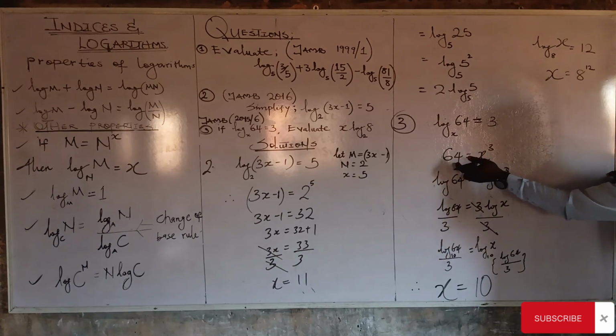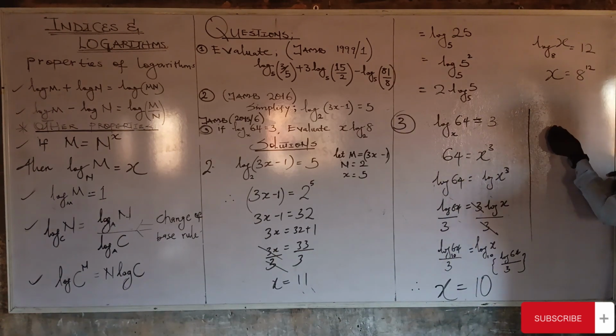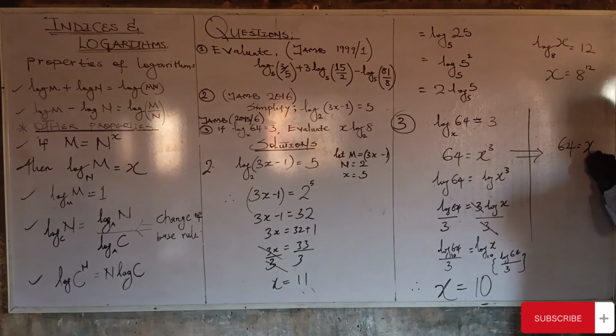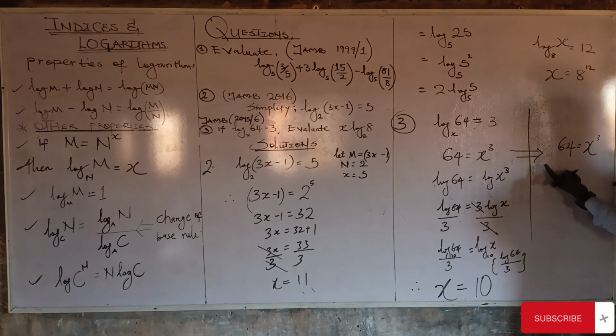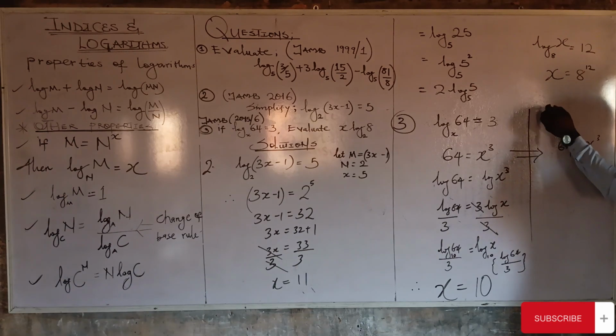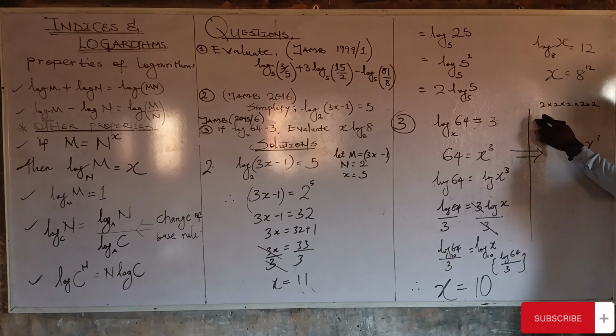But if you already know what to do, now we have solved to this extent: 64 equals x raised to the power of 3. Now we know, okay, what will give you 64? We know 2 times 2 times 2 times 2 is already 16, times 2 is 32, because it is in 5 places, times another 2 will give me 64.